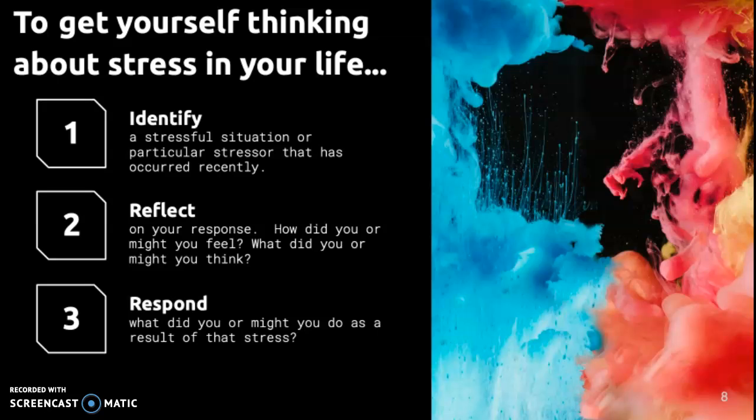Okay. Number 2, reflect on your response. How did you or how might you feel and what might you think? Okay. This might have changed from the first day of distance learning to now. If our stressor is going to be distance learning, okay, it can change. And then number 3, respond. How did you or might you respond as a result of that stress? So just try to think about something in your life, quickly identify it, reflect on it, and respond.